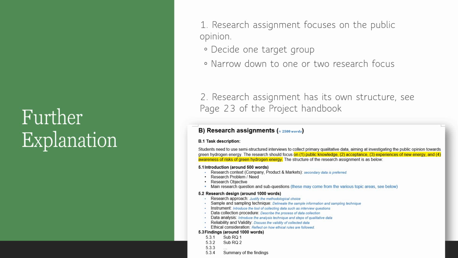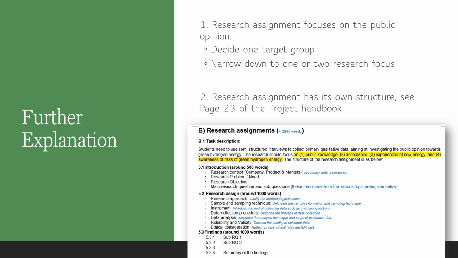The last part cannot be ignored. It's about ethical consideration. During the interview, whether you have followed the ethical rules, such as the video or audio tapes are all based on permissions from the interviewees, and you didn't push them too much during the interview if you detect that they are reluctant to share some information.